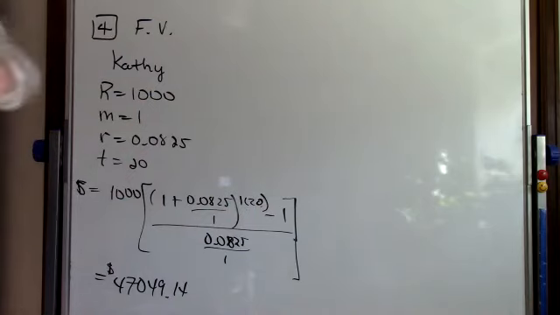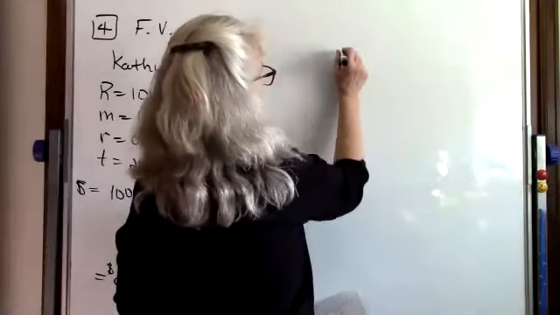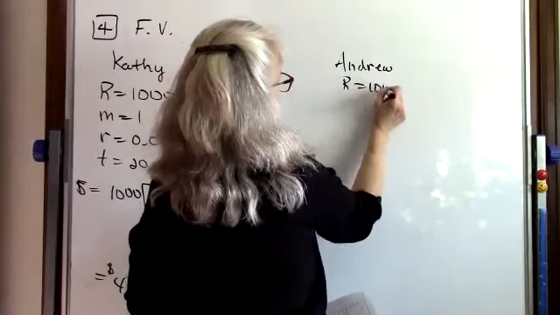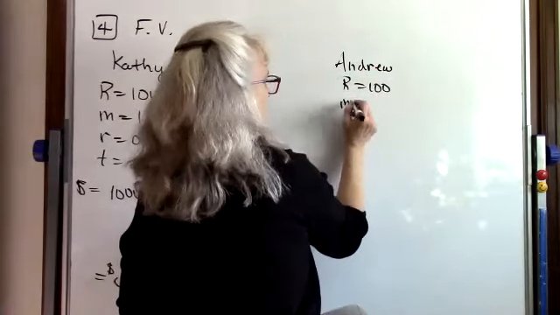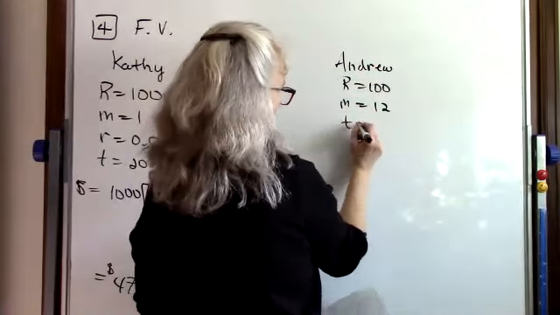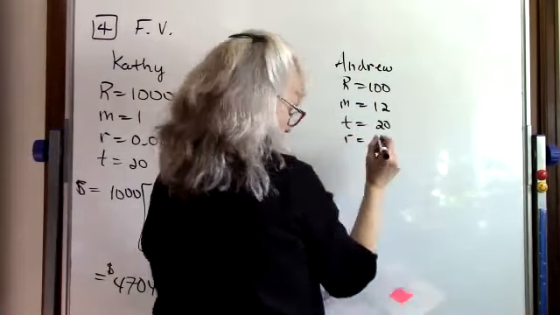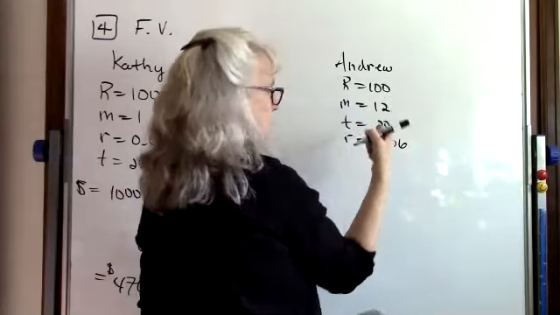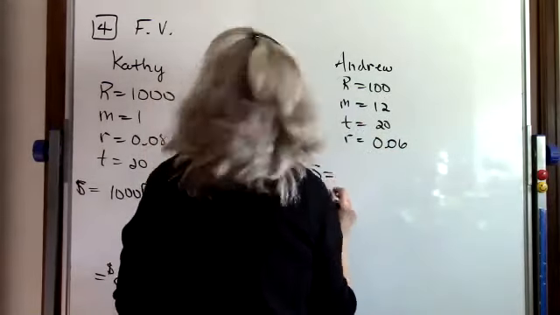Now Andrew, he's going to make his deposits monthly. So in a single year, Andrew is actually depositing more because he's doing $100 every month, 12 times a year. Still for the same 20 years, his interest rate is at 6%. So it's a lower interest rate. So more payments, but a lower rate. So what does he end up with?